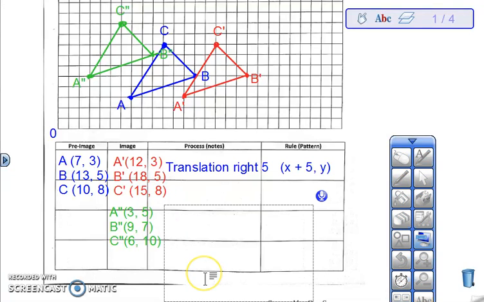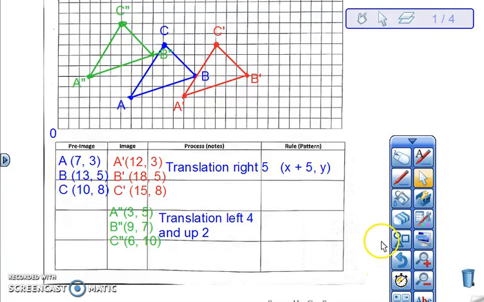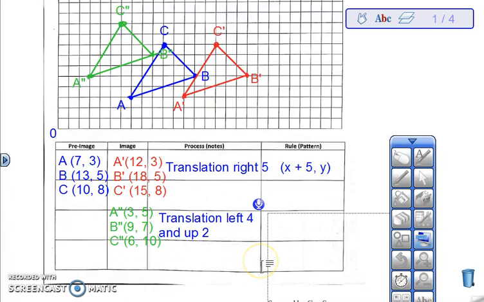So what did we do? This is a translation. We went left 4 and up 2. And if we look at our points and compare them to the originals, all of the x's are 4 less, and our y's are 2 more. So that is our rule.